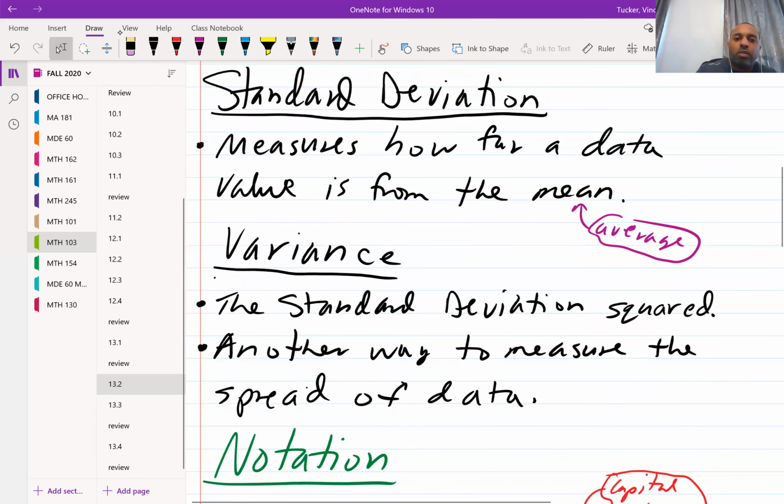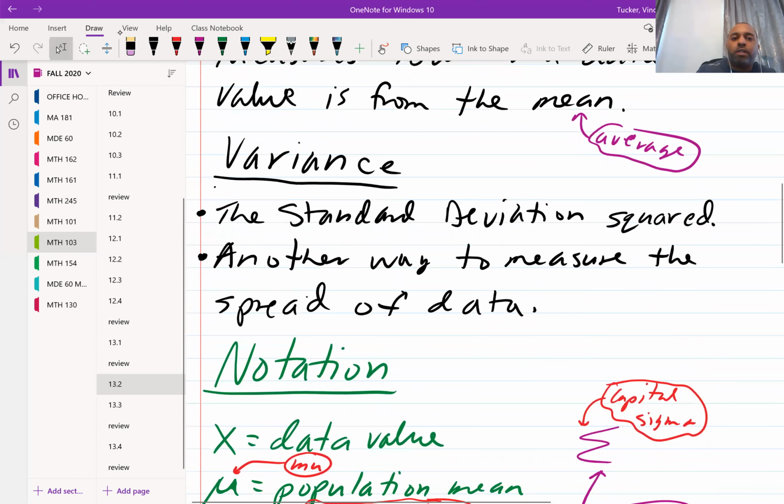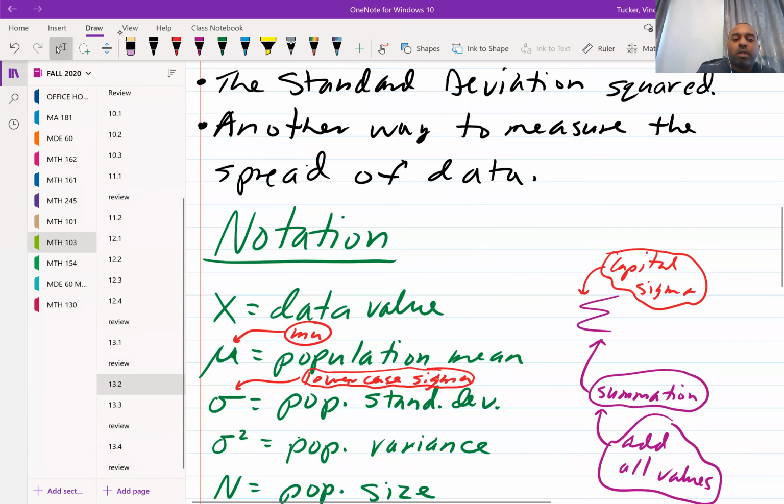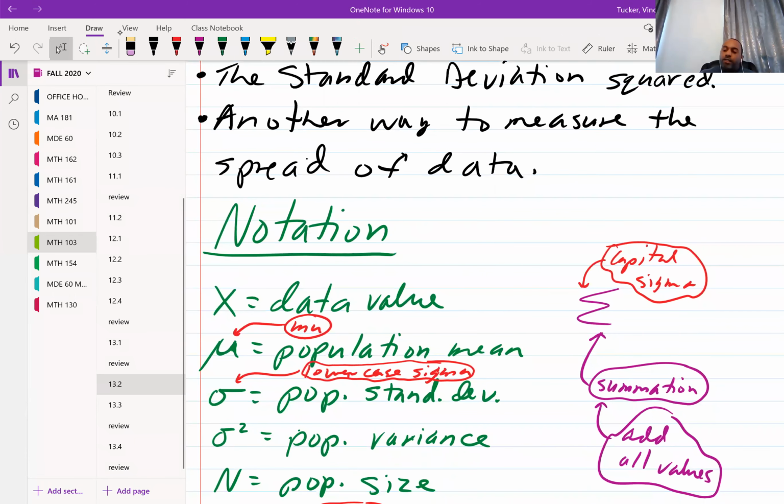Notation. Everybody good with variance before I scroll all the way up? All right, notation. When it comes to statistics, your population and your sample will have different symbols representing the same thing. But when you see certain symbols, you know you're dealing with a population versus seeing other symbols, you know you're dealing with the sample. If you look at Norfolk State student body, the whole student body would be your population, and this classroom would be a sample of that population. So that's the difference between the two.